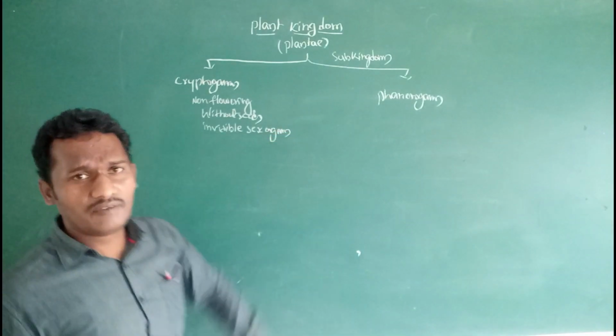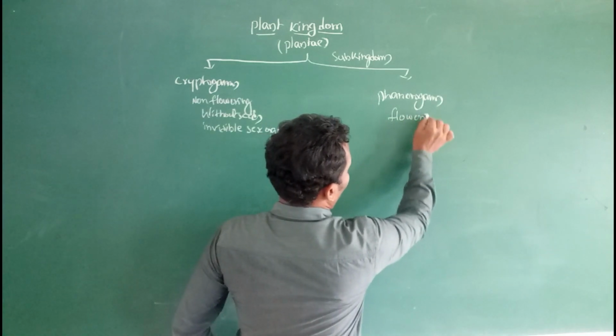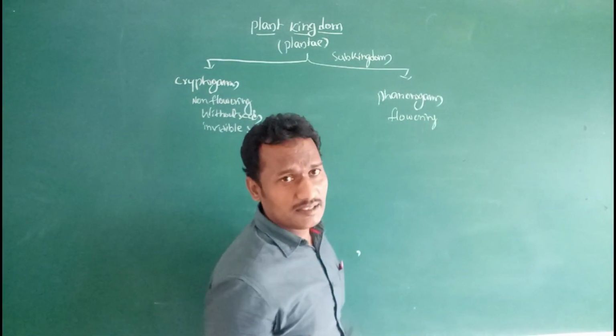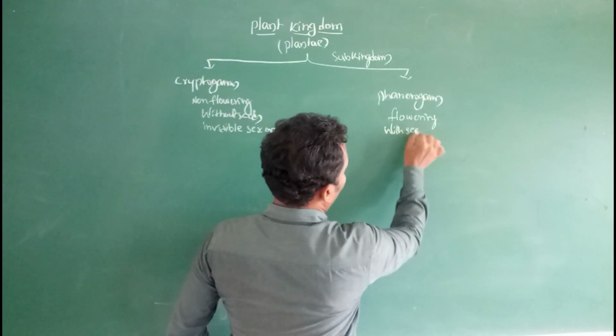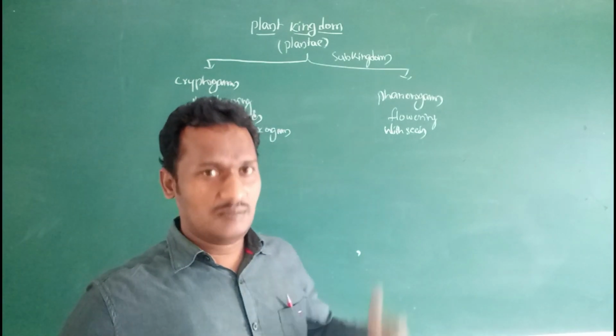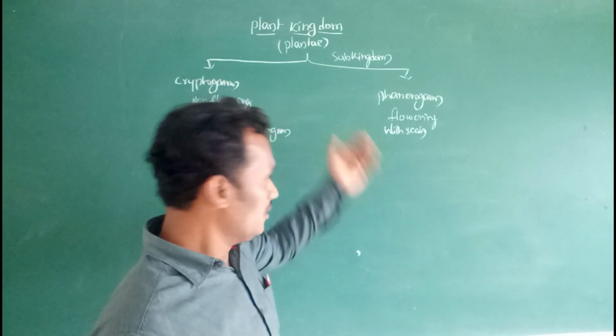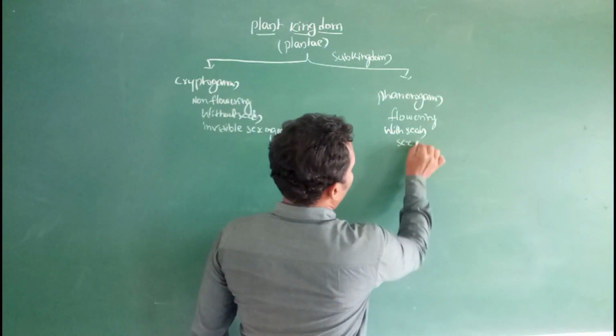organs. Then phanerogams are flowering plants. So seeds are present, with seeds. These are higher organization of plants, nothing but macroscopic plants. So sex organs are visible.